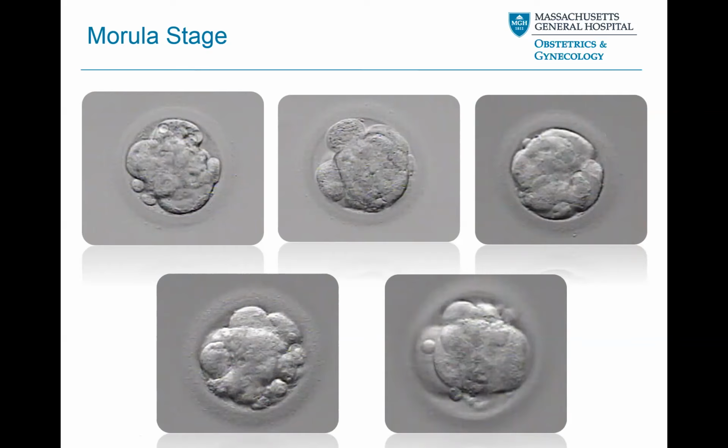On day 3, you have these different characteristics that you can distinguish: cell number, fragmentation, and symmetry. But at the morula stage, all of that kind of disappears. So that's why you don't see a lot of day 4 embryo transfers.